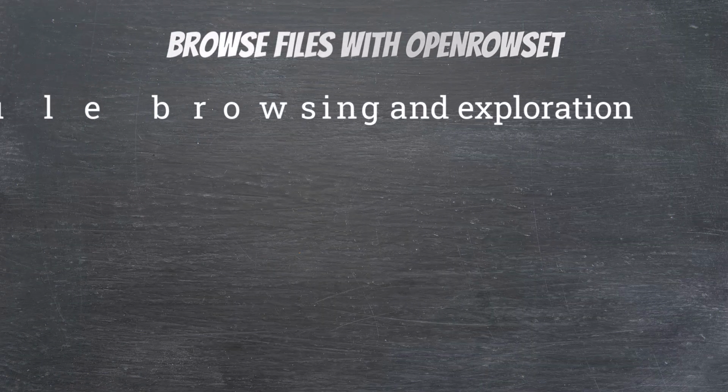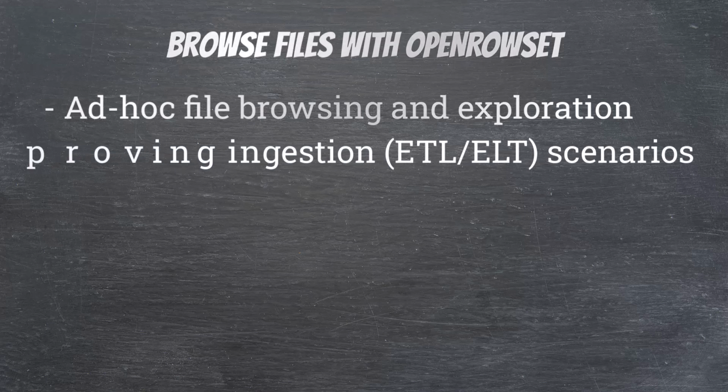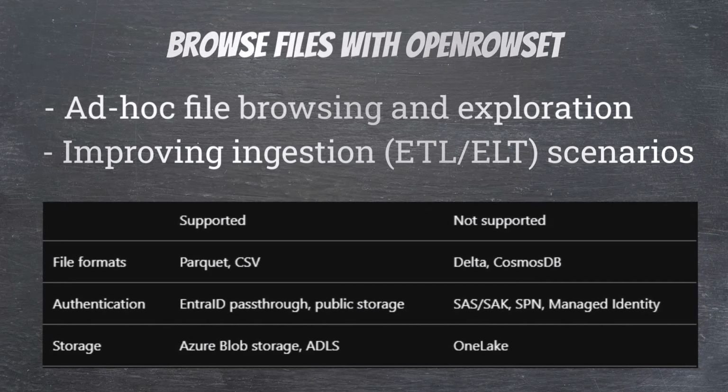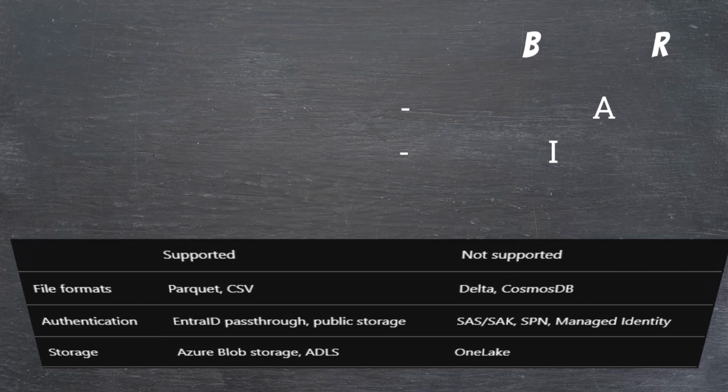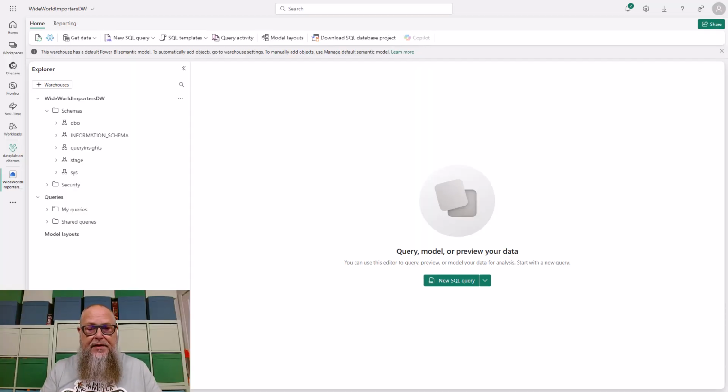We can do that now with the availability of Openrowset. So some advantages to having Openrowset available to us is we can browse and explore our data in that ADLS Gen 2 or Blob Storage, and it can help us with our ingestion scenarios. Note there on the screen that we cannot do this with OneLake yet. And also, I love the authentication method. We use Entra ID as our pass-through method.